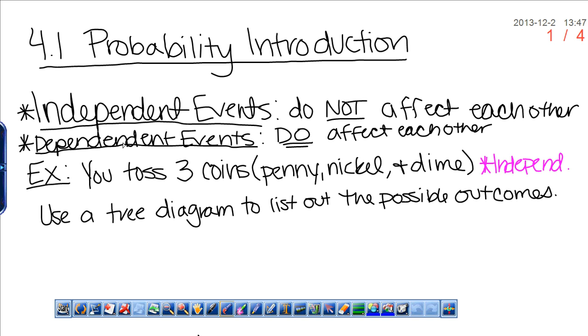Our first example we're going to talk about is tossing 3 coins, or flipping 3 coins. It really doesn't matter that these are 3 separate coins, or even if I just said flipping a coin 3 times in a row. Those would each still be independent events. Everyone okay with that? So first we're going to use a tree diagram to list out all the possible outcomes of flipping those 3 coins.